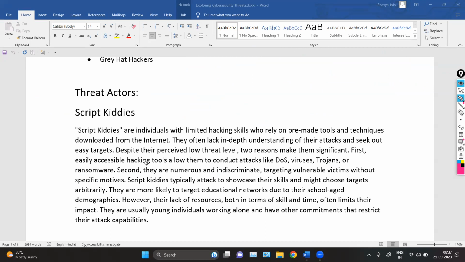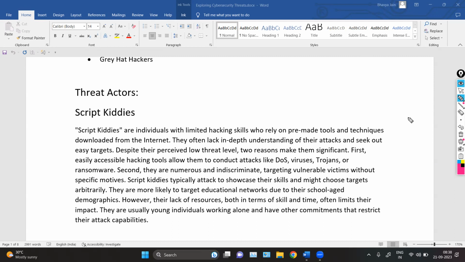Next, script kiddies typically attack to showcase their skills or might choose targets that are easy to hack, for example, any simple website, or sometimes another country's website. They are more likely to target educational networks due to their school-aged demographics, since most script kiddies are school-aged or college-aged persons. So they mainly target their school website, their college's website, their school and college servers.